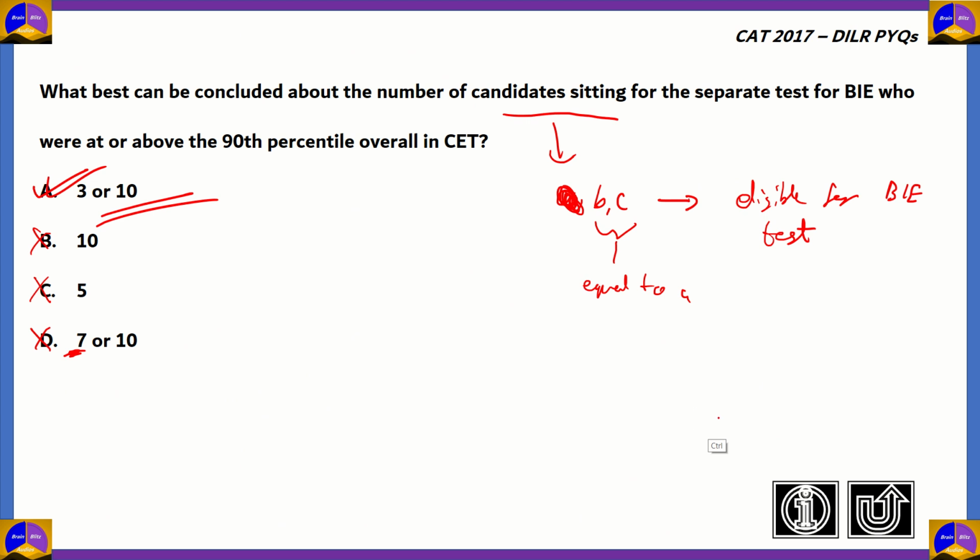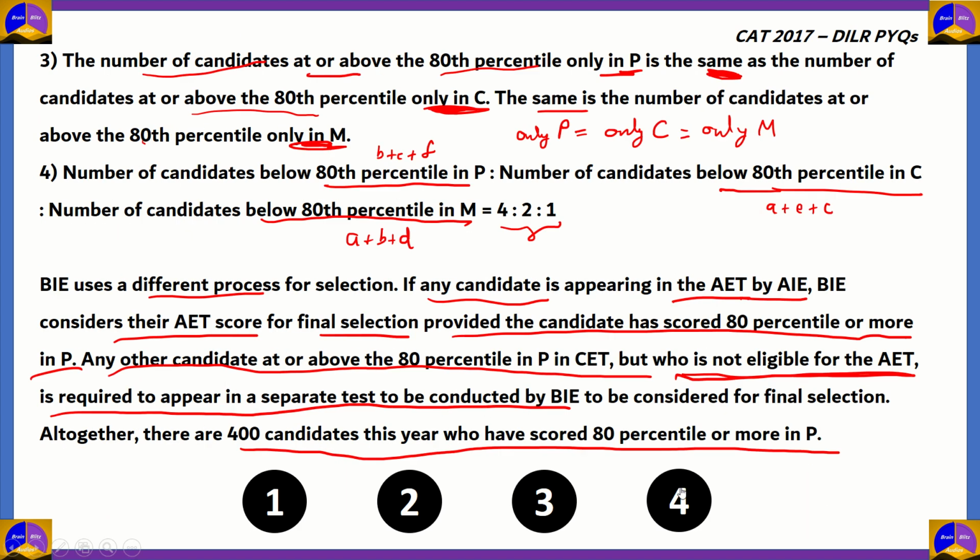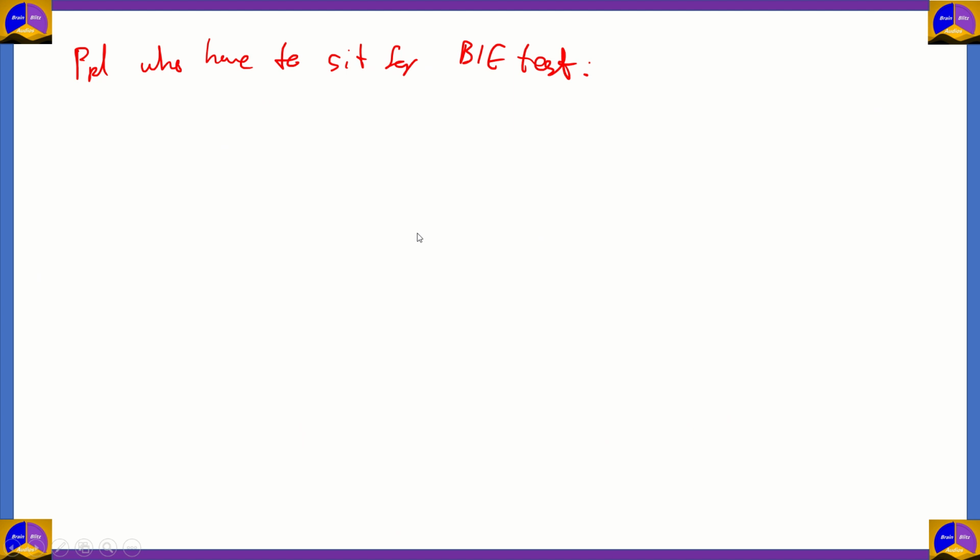So instead of moving this way, let's go back to the information and go to question 4. So what do we know? We know that the total people who've scored more than 80 percentile or equal to it in physics is 400. We also know that people who have qualified for the AET do not need to take the BIE test provided they scored more than 80 percentile in physics.